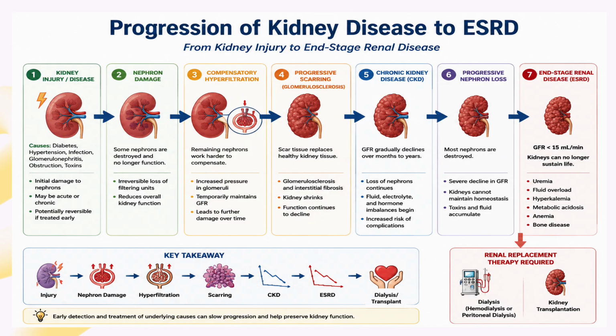A simple way to remember this progression is: kidney injury leads to nephron damage. Nephron damage leads to hyperfiltration and scarring. This scarring from the hyperfiltration leads to chronic kidney disease, and then continued nephron loss eventually results in end-stage renal disease.